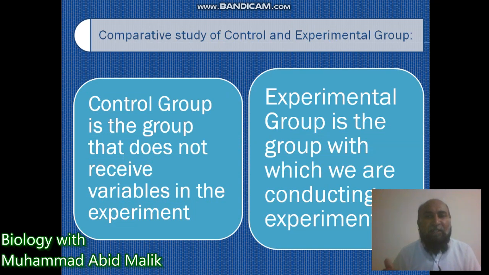Whenever we go to experimentation, we make two groups. One is the control group, and the second is the experimental group. In the experiment, we consider two groups. The first one, the control group, is the group that does not receive variables in the experiment. And secondly, the experimental group is the group with which we are conducting the experiment.